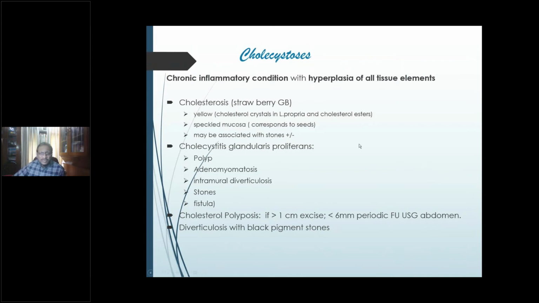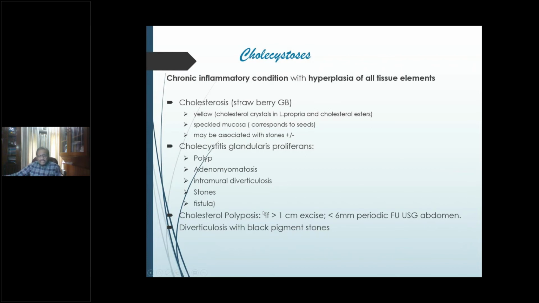So first is the strawberry gallbladder, where you find the typical yellowish speckles on the mucosa, just like gold seeds. They correspond to seeds, and may be seen with or without stones. These are nothing but cholesterol crystals in the lamina propria and cholesterol esters. The glandularis proliferans basically means all layers have been proliferating, so they can present as a small polyp, adenomyomatosis, intramural diverticulosis, stones, and fistula formation.